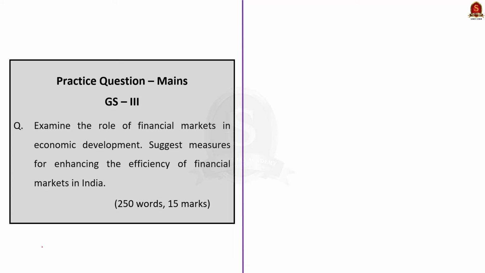This is the mains question for you today. Interested aspirants can write the answer and post it in the comment section.